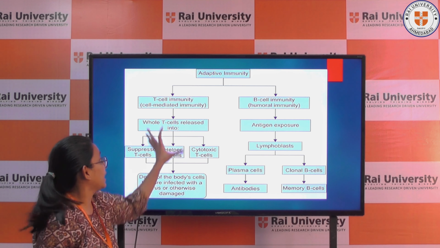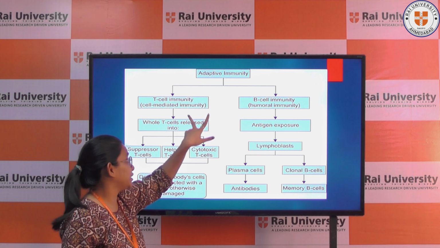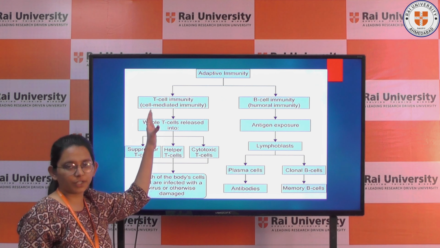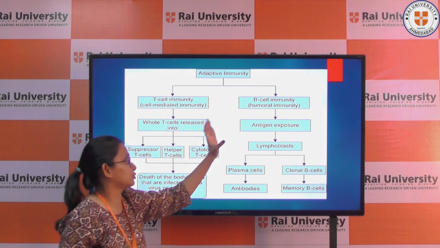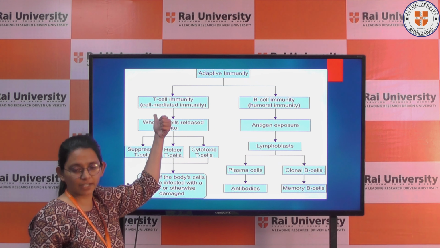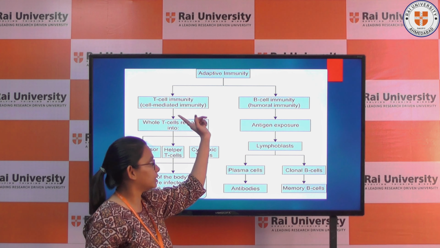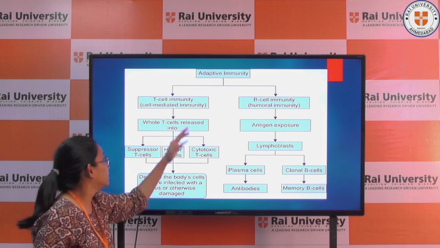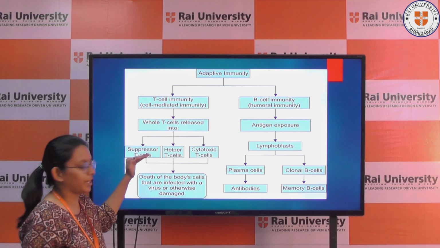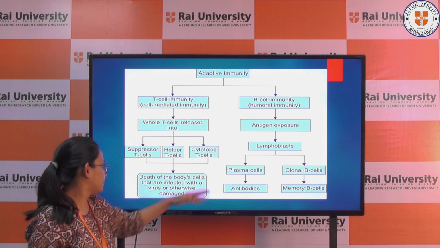Now, this is the adaptive immunity flow chart, which is divided into two: T cell immunity and B cell immunity. Now, what is cell mediated immunity and what is humoral immunity? Cell mediated immunity comes through the T cells, and humoral immunity is related to the B cells. The T cells are divided into three types, for example, suppressor, helper, and cytotoxic.